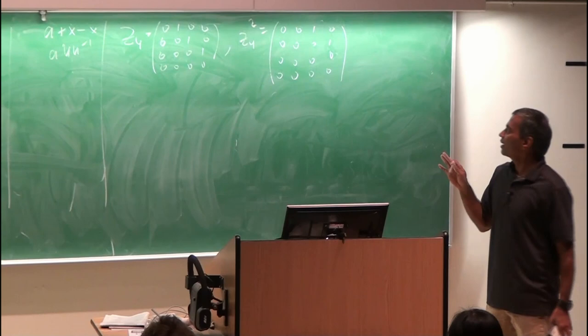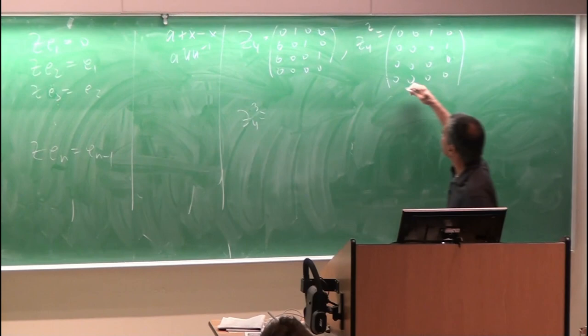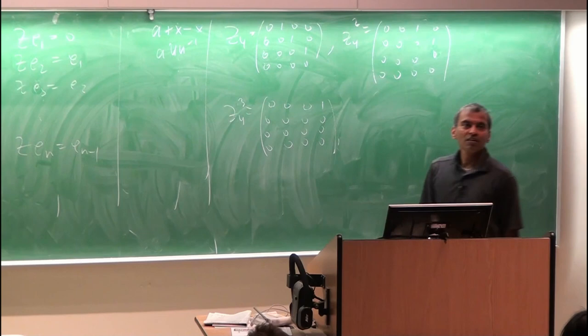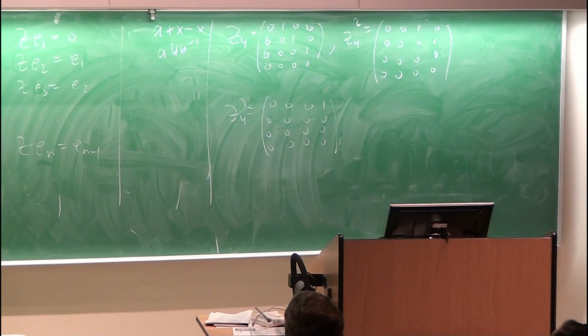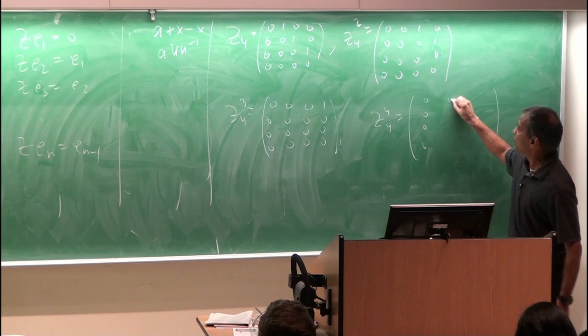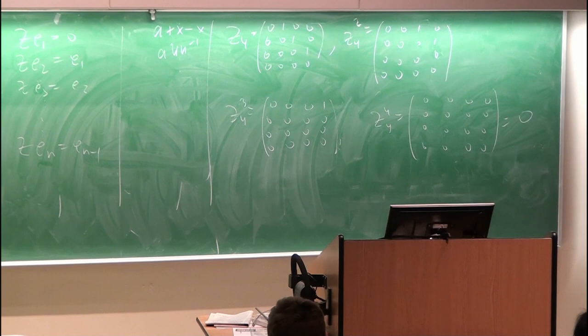What happens if we look at Z4 cubed? Multiplying this by Z4, I should push everything up by one position. If I push everything up by one position, I get zeros everywhere except a single 1. There is Z4 cubed. Notice that there's only one nonzero entry, in the top right corner. And then if I look at Z4 to the power of 4, I push all the columns up by one position again, applying Z4 from the left to Z4 cubed. You see the last one go out of the square, and there is the 0 matrix. And from now on, any higher power of Z4 will be 0 too.